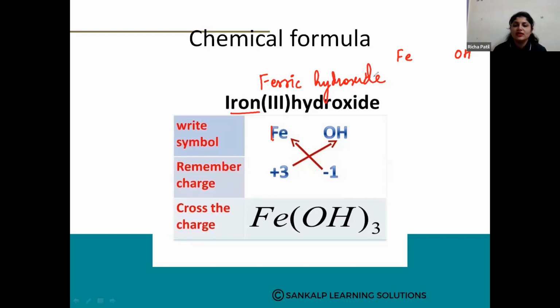So Fe, ferric, they have given +3. So the charge is +3, and the charge for hydroxide is -1. So they are unequal charges. Whenever there are unequal charges, you have to crisscross. Crisscross means you just cross the charges. Then what you'll get is Fe, and in bracket OH thrice. So like this, you have to write the chemical formula for different compounds. This is one example.